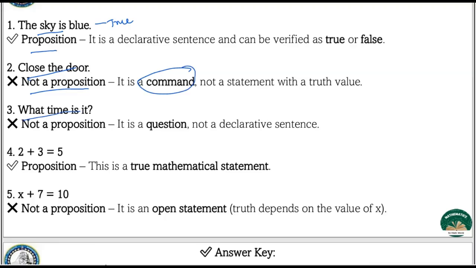What time is it? It is interrogative. When it asks a question, with a question mark, it is not a proposition. Then 2 plus 3 is 5 is a proposition because it is a true statement. Then x plus 7 is 10. We have a variable x. It is an open statement. Therefore, it is not a proposition.